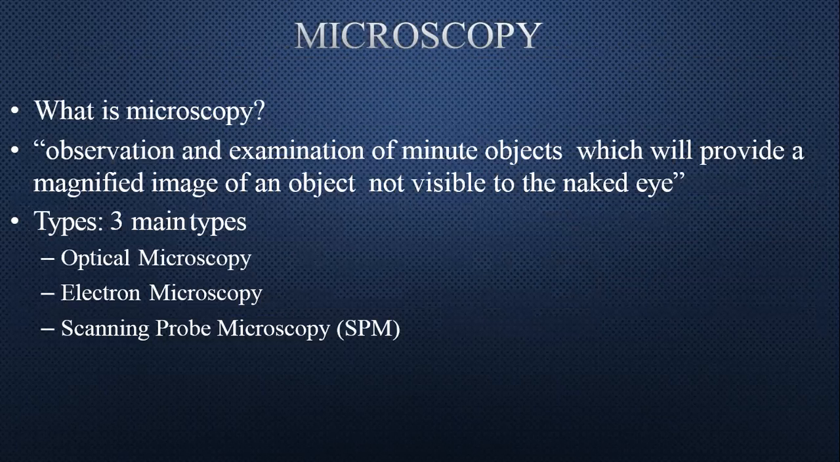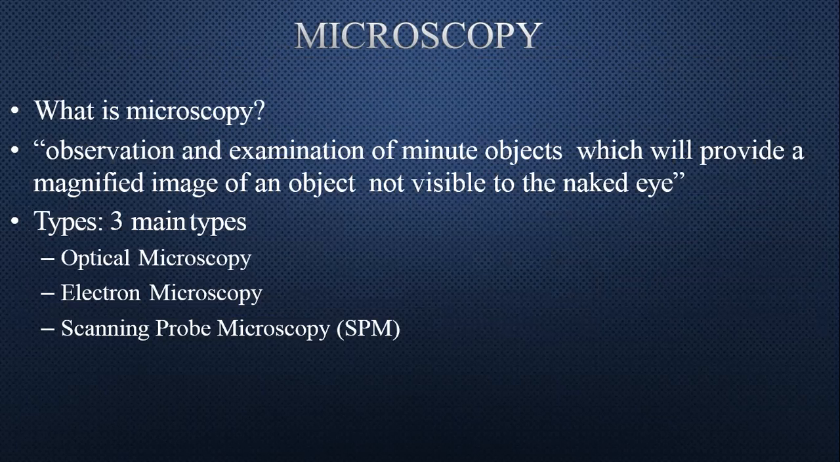Let us discuss the microscopy first. What is microscopy? Microscopy includes observation and examination of minute objects, which provides a magnified image of an object not visible to the naked eye. The microscope usually has three main types.